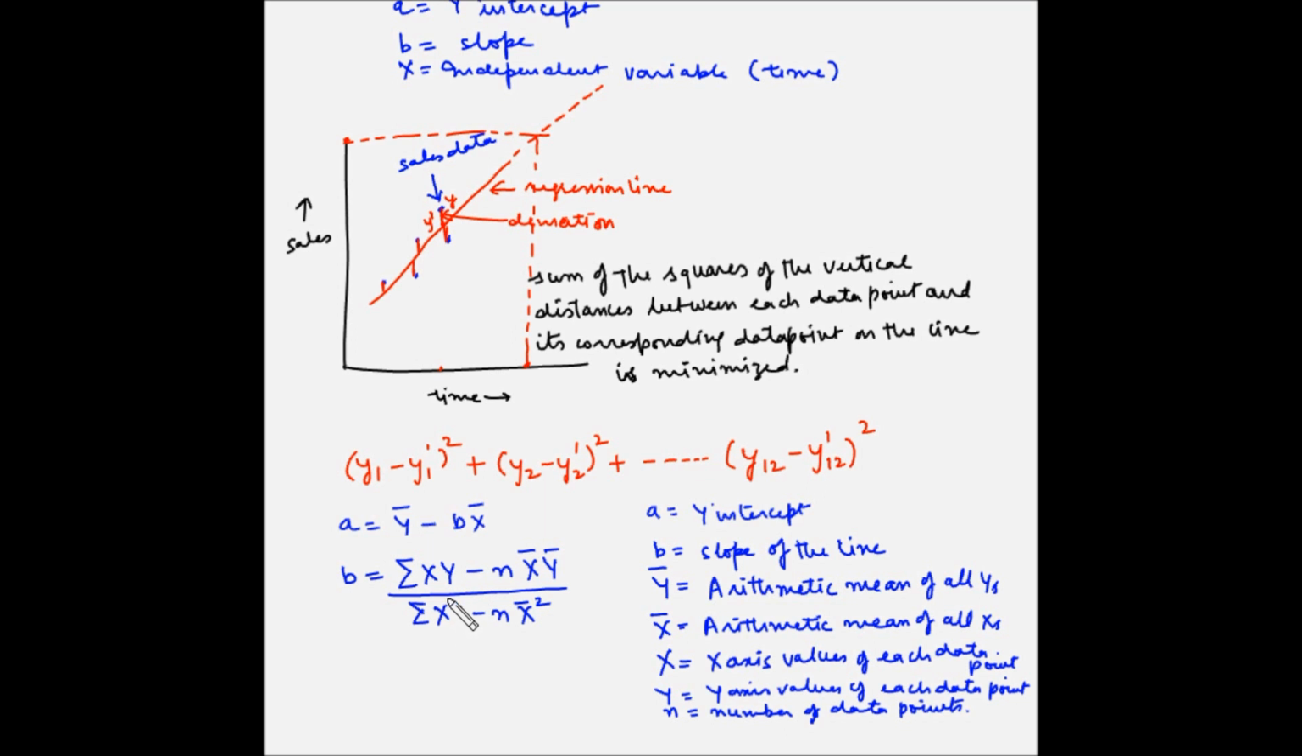Now one easy way to remember this is basically if you remember the numerator, sigma x into y minus n x bar y bar. In order to arrive at the denominator, replace y's with x. So basically what this becomes is x multiplied by x, which becomes x square. So minus n multiplied by x bar into x bar. So x bar into x bar becomes x bar square. So denominator becomes sigma x square minus n x bar square. So let's proceed to find out these values.